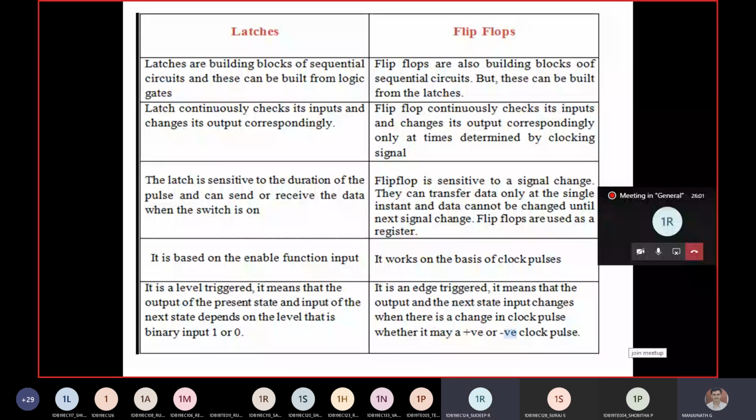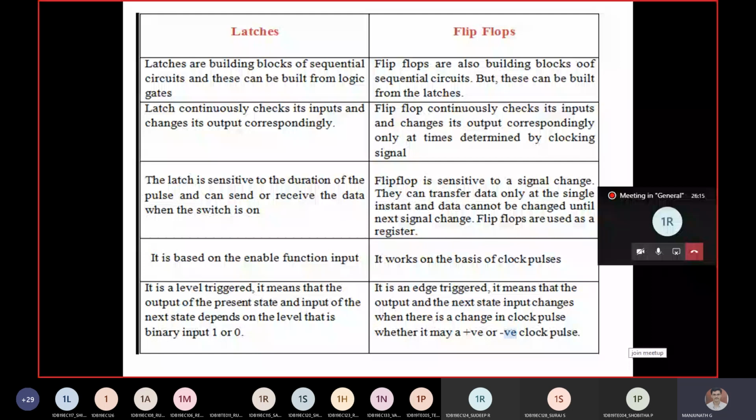I think it was there in your basic electronics. Latches. Did you go through this in the basic electronics topics? Yes, sir. So same thing, latches. Both are part of your sequential circuits only.